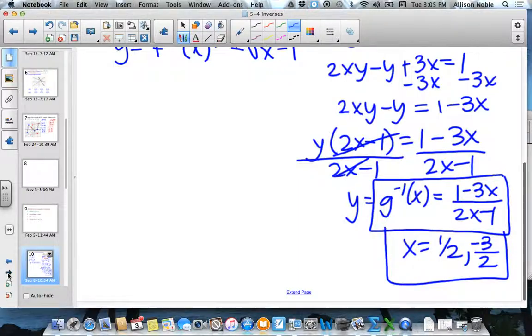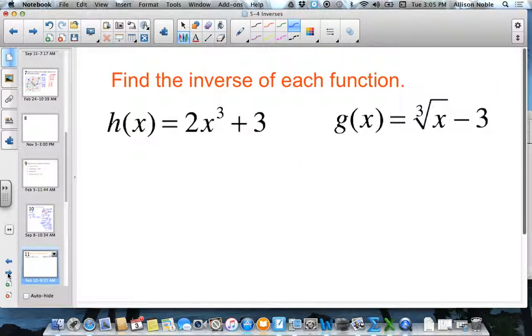Okay, so I would maybe pause right here so that you can try these ones on your own before you check them with what I get.